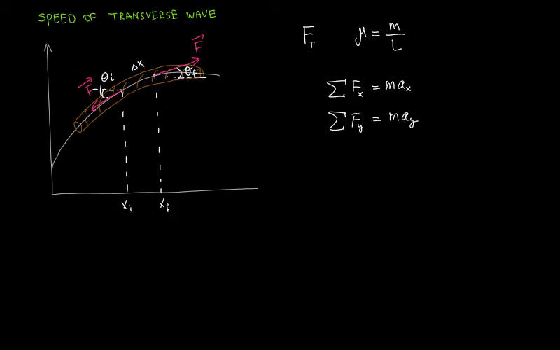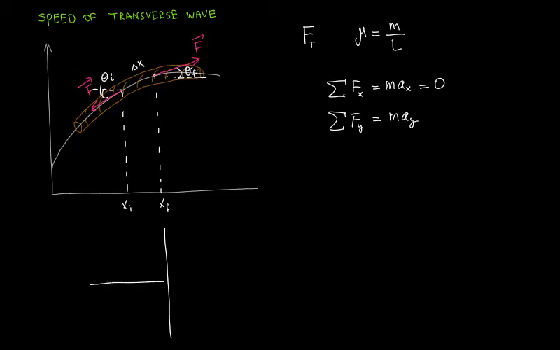So let's see. We know that when the wave passes through, the string only moves up and down. Each element of the string goes up and down, but it doesn't move along the x-axis. Therefore, the acceleration on the x-axis is 0, and we're not interested in this. We're interested in the motion in the y direction because that's a transverse wave. So I'm going to focus on the sum of the forces on y. For that, I need a free body diagram.